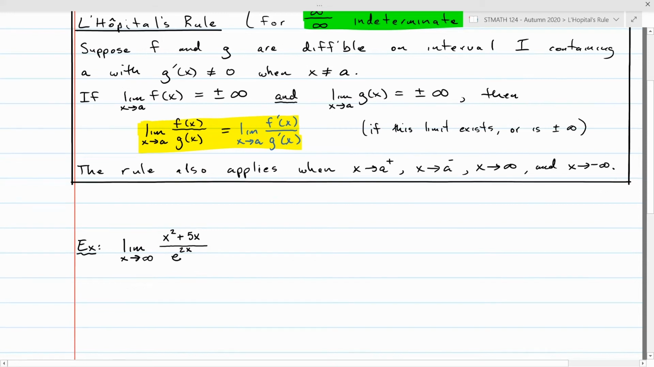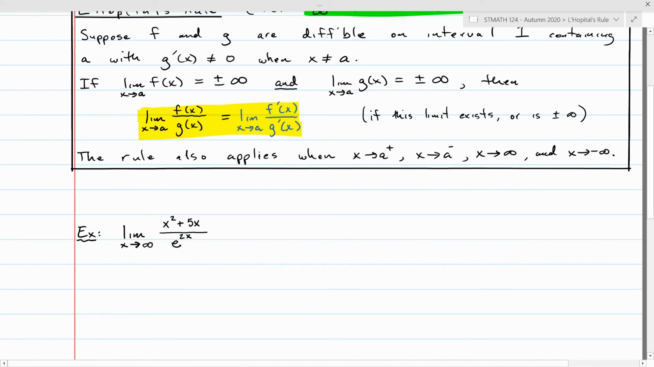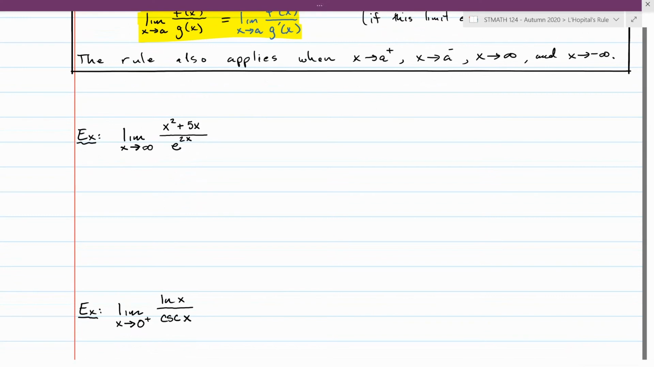And again, it needs to be said that this rule only gives you the right answer if the limit that you get from L'Hopital's rule exists. So if you do the limit of the derivative over the derivative, and you get something that does not exist, you can't say the original limit doesn't exist. You just have to try something else. Okay, so let's look at this example here.